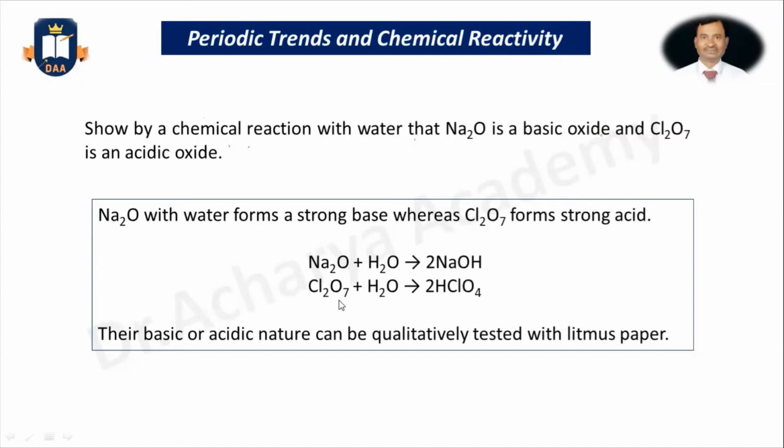Cl2O7, when it is hydrolyzed by H2O, will form 2HClO4. This H means it has acidic properties by hydrolysis of Cl2O7. So Cl2O7 is an acidic oxide. And this basicity and acidity we can test by using litmus paper qualitatively.